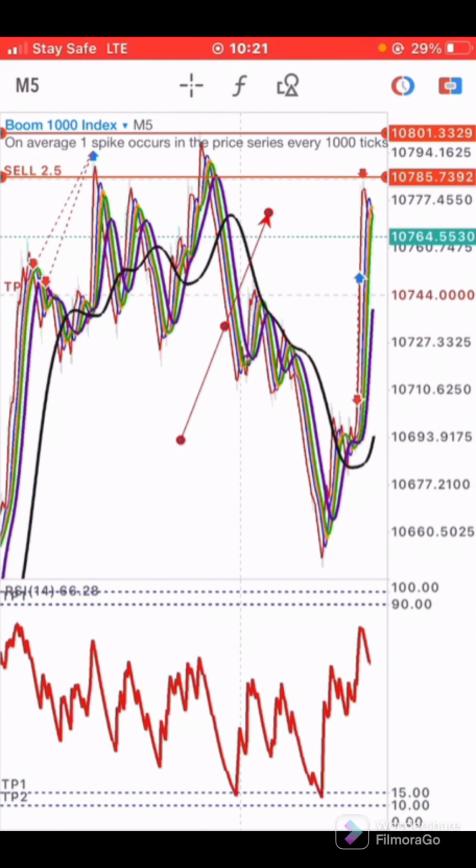Besides, this is Boom&Crash. It has no fundamental influence. That's why it's very, very easy for you to learn, and it's very, very easy for you to get money. If you are a forex trader, you will know that trading Boom&Crash is the easiest thing for you to do as a forex trader.